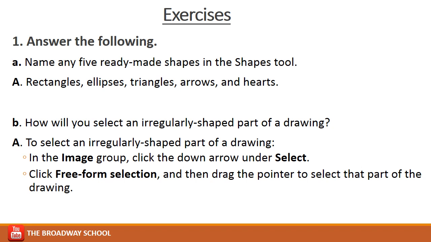The next part is, how will you select an irregularly shaped part of a drawing? And the answer is, to select an irregularly shaped part of a drawing, in the image group, click the down arrow under select and click freeform selection, and then drag the pointer to select that part of the drawing.